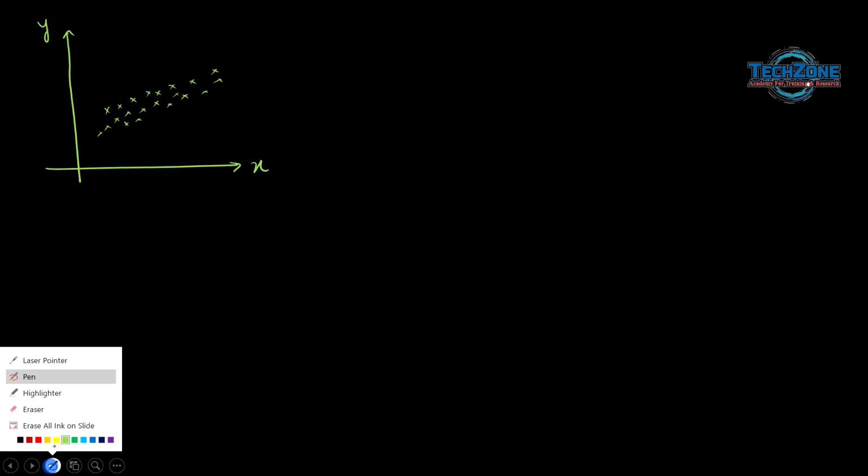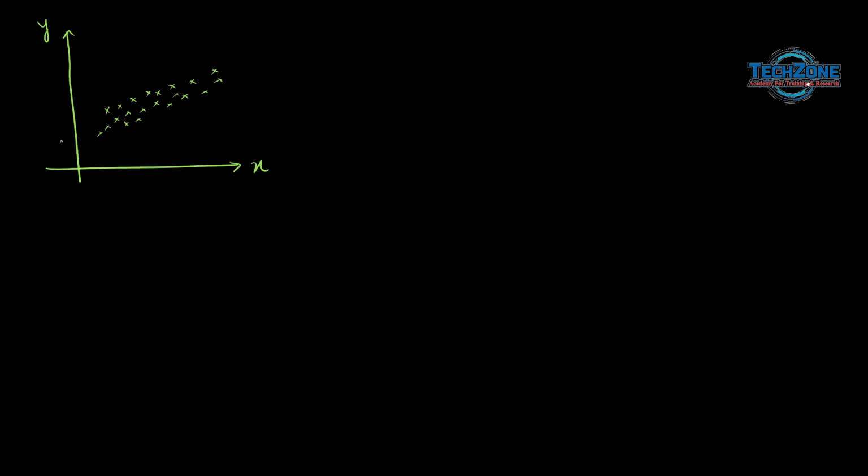Now see, if this is our data set, let us say this is our x-axis and this is our y-axis, and these are the points we have. Now our linear regression model will draw a best fit line, isn't it? Maybe a line like this.